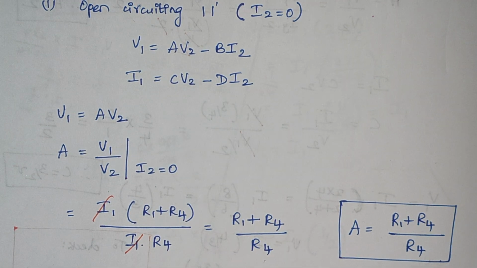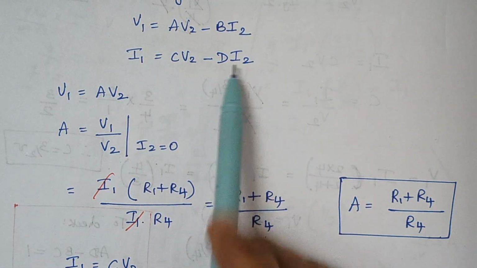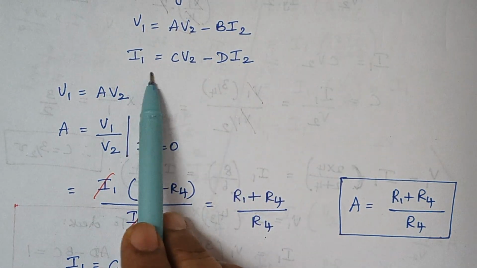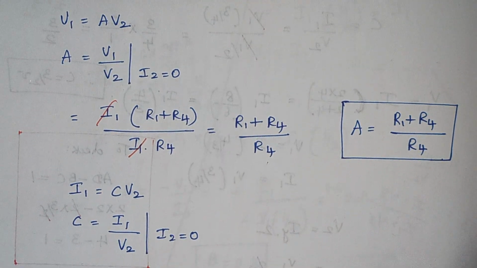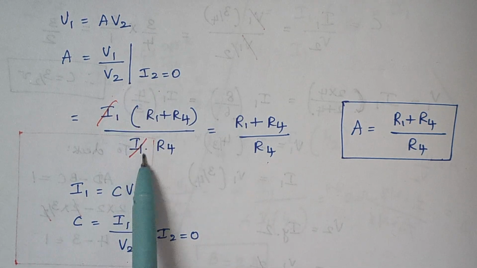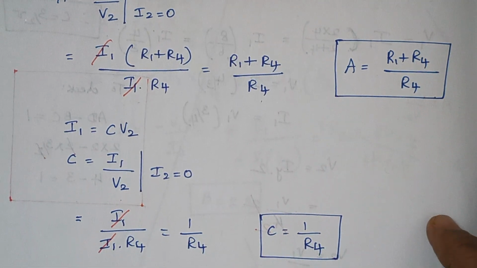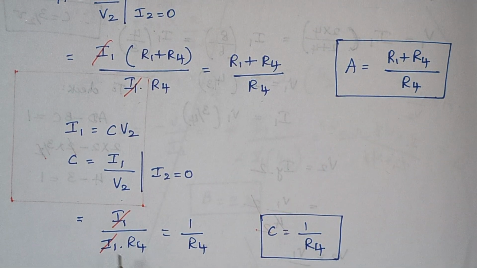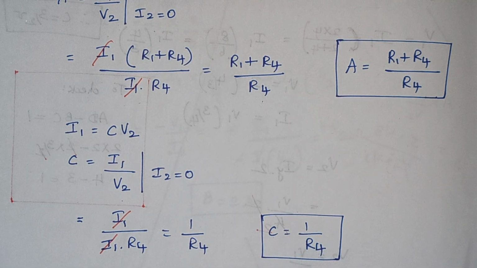Now we are going to find C. When I2 is made 0, your equation is I1 equal to C into V2. So what is the value of C then? C is nothing but I1 by V2. For V2 we have just now calculated the expression, so just substitute it here. Again I1 gets cancelled and finally we have the value of C as 1 by R4.